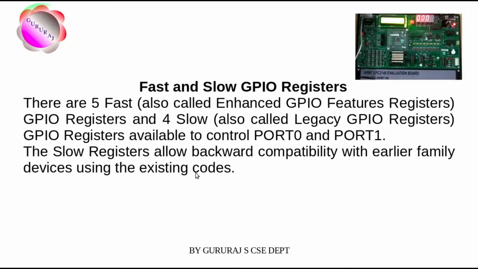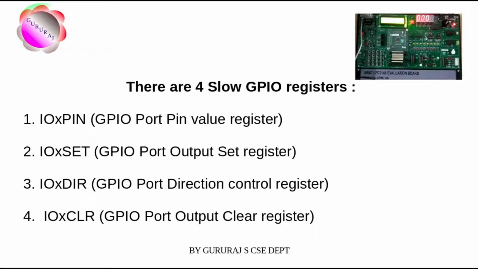It has fast and slow GPIO registers. Now here fast and slow are not related to speed. The simple meaning is that the slow GPIO registers are compatible with earlier versions of ARM, so the same program can be used. The ones we are using here are fast, the advanced ones. If you are using slow GPIO it is the same; it is compatible with legacy systems.